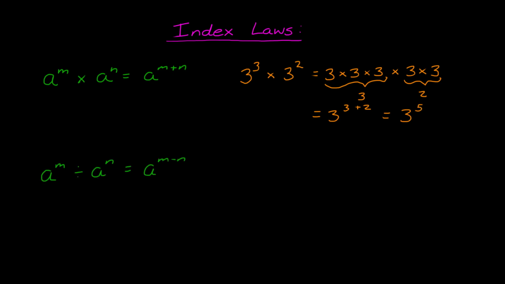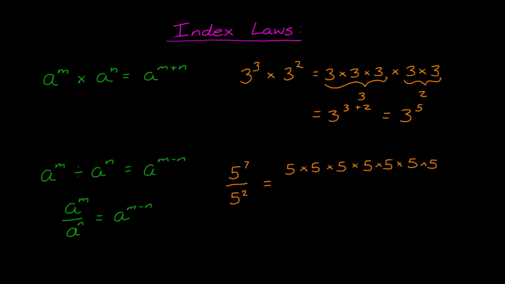The next index law says the opposite. If you have a to the power of m divided by a to the power of n, you take the difference of the two indices. This can obviously also be written in fractional form as a to the power of m over a to the power of n equals a to the power of m minus n. To see this in action, we could take 5 to the power of 7 and divide by 5 to the power of 2, and expanding that out we would have 5 times 5 times 5 times 5 times 5 times 5 times 5 divided by 5 times 5.